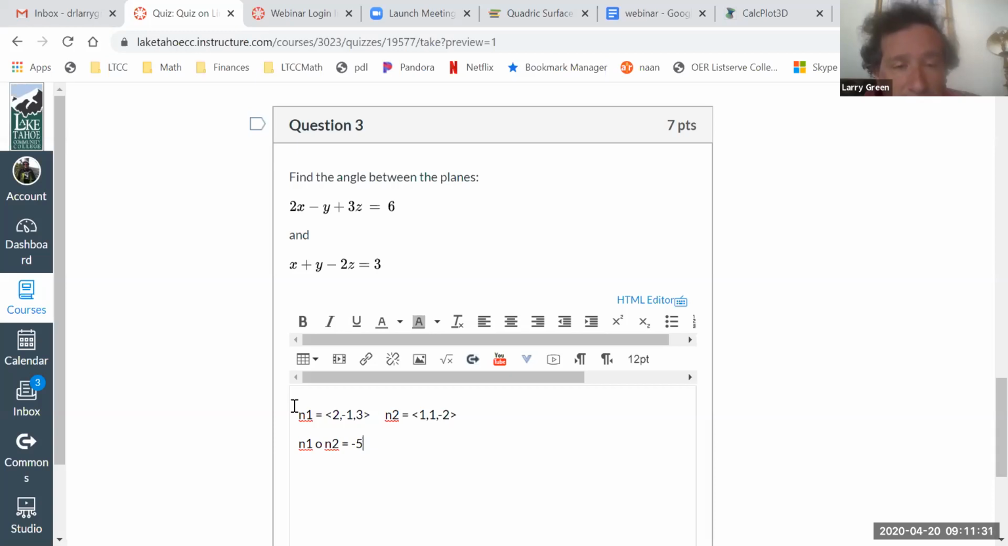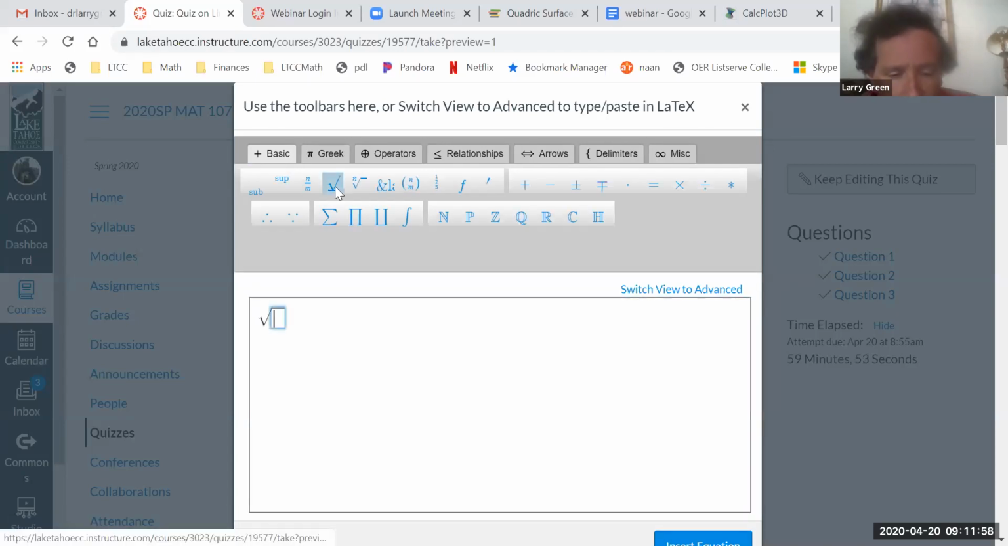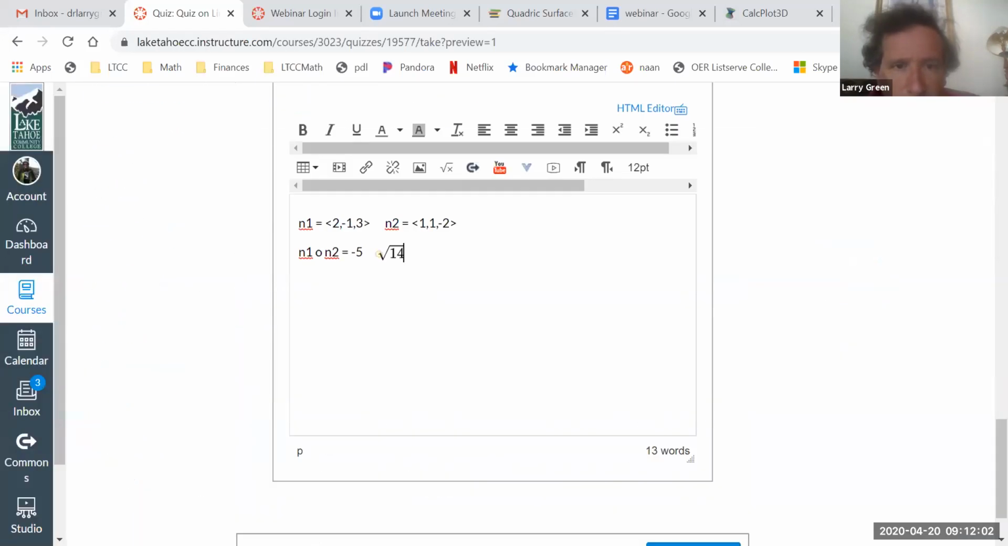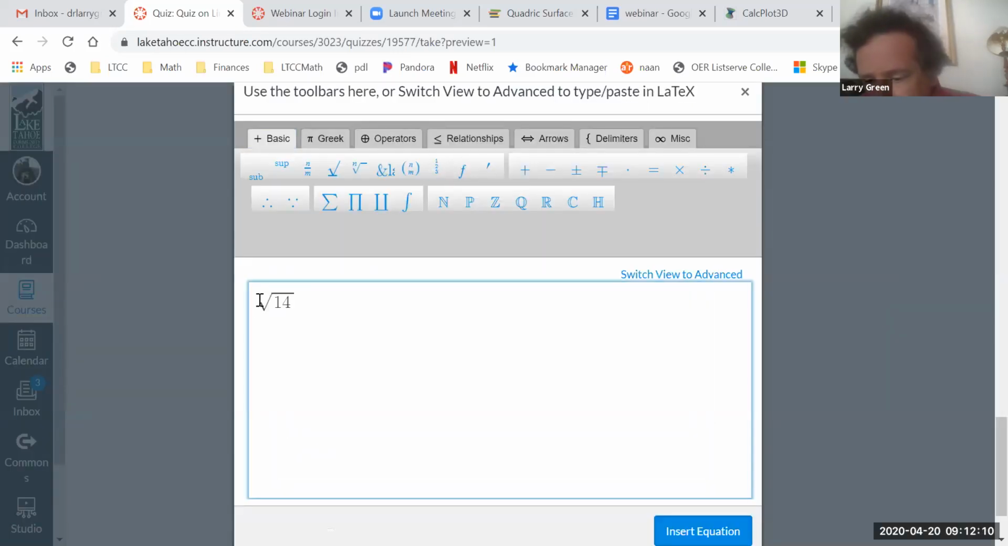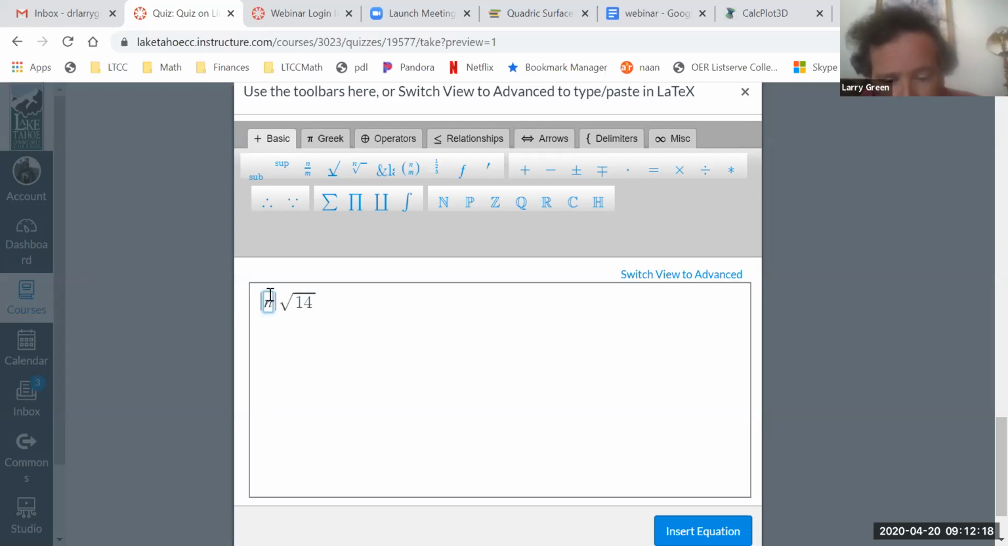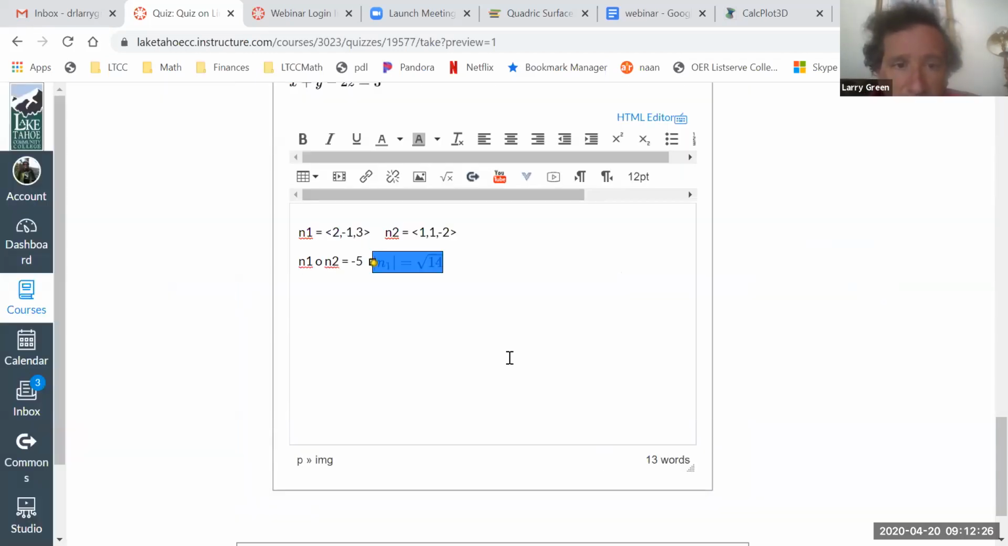Okay, we also need to find the magnitude. We need to find the magnitude of n1. And the magnitude of n1 is the square root of the sum of the squares. So 2 squared plus 1 squared plus 3 squared. 2 squared is 4, 1 squared, now we're at 5, plus 3 squared is 9, 5 and 9 is 14. So let's make a square root out of it. I forgot to put the magnitude of n1. Any questions on that?